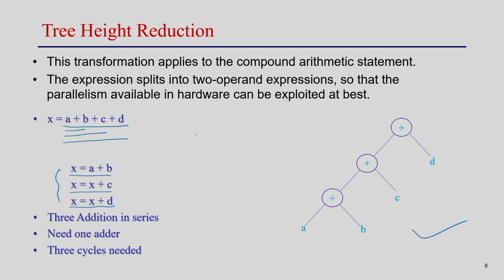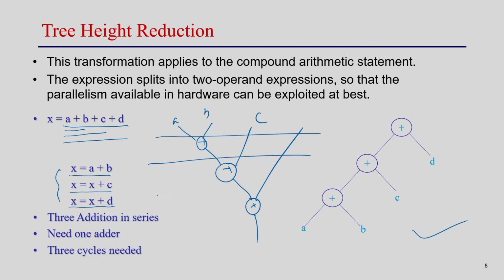So, you are doing a plus b, and then you are doing c here, and then you are doing d here, x plus d. Now you think about it, if I do it this way, I am going to get this. Since the height of the tree is 3, and if you do not apply operation chaining, you need 3 timestamps. So, you need 3 clock cycles to execute this operation.